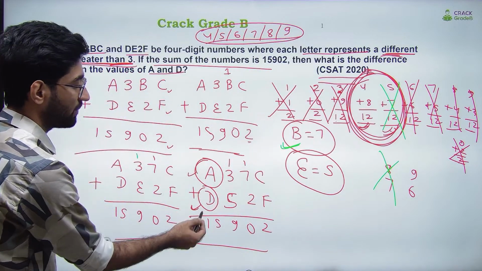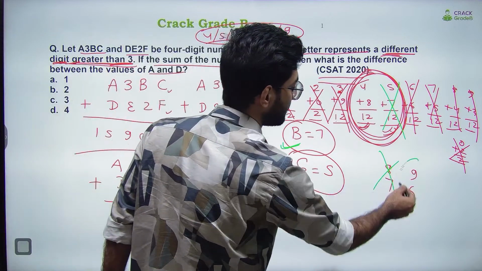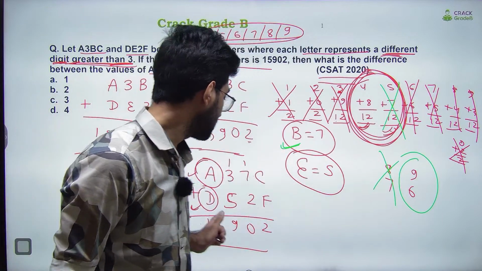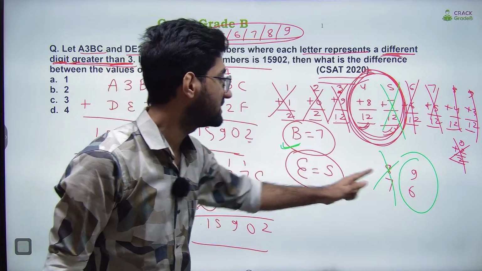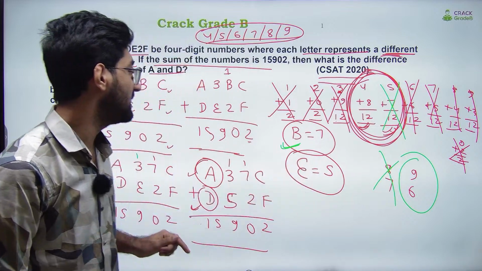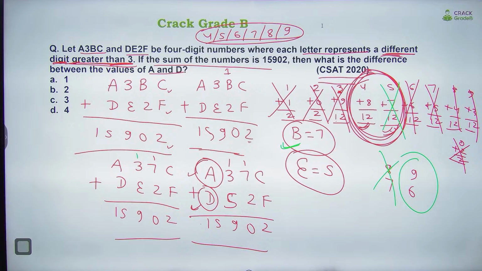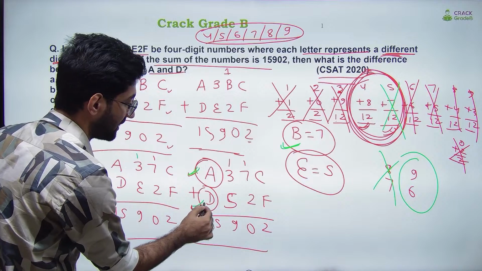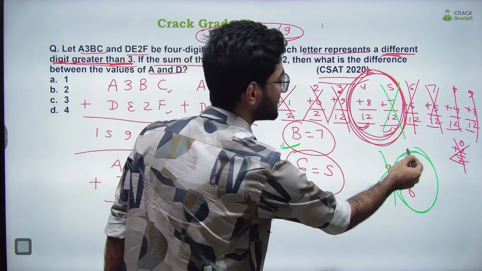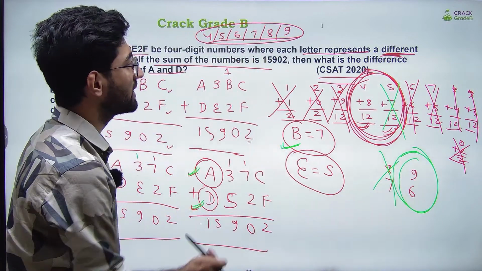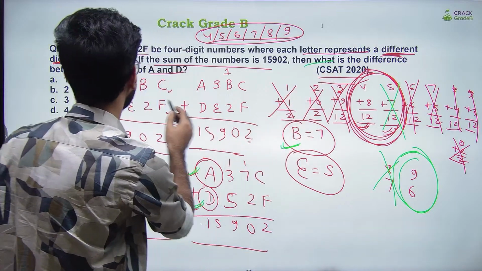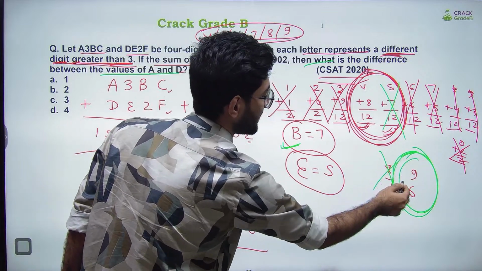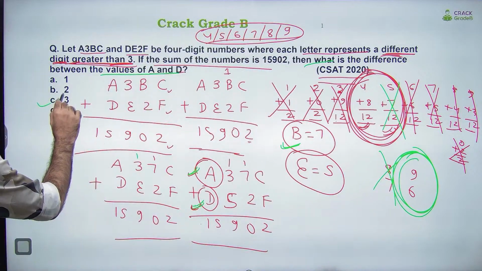So what can be the possible values of A and D? It can be 9 and 6. If A is 6, then D is 9. If A is 9, then D is 6. So obviously, the possible values of A and D are 9 and 6, and you can also say 6 and 9. So what is the difference between the values of A and D? The difference is 3. That is present in option C.